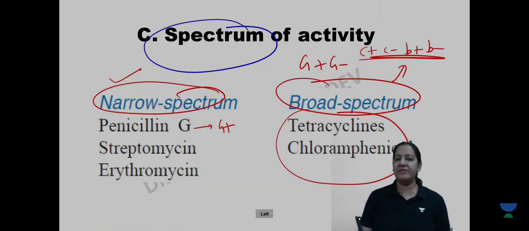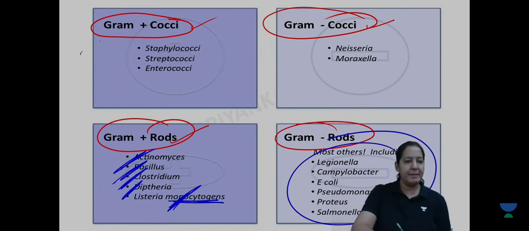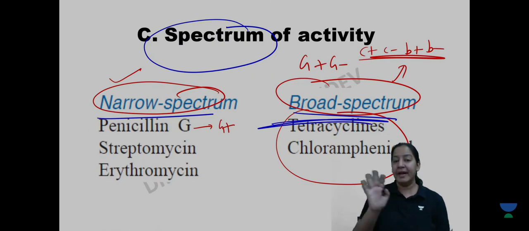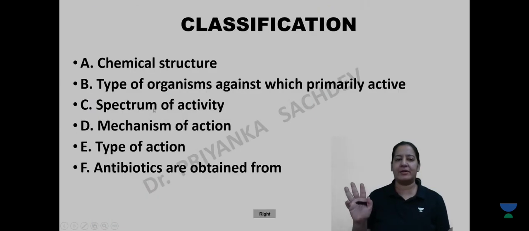So based on that, we will say whether the antibiotic is narrow spectrum or broad spectrum. If the antibiotic is narrow spectrum, it may be killing one particular category. Maybe this, maybe this, maybe this, maybe this. And if the antibiotic is broad spectrum, it is an antibiotic which is killing all the bacteria. It is broad spectrum. So that is the third classification.